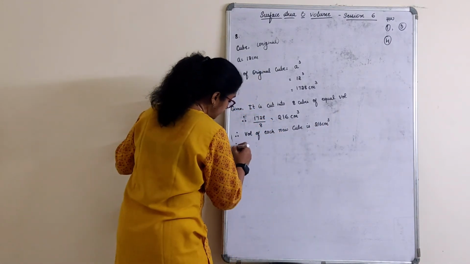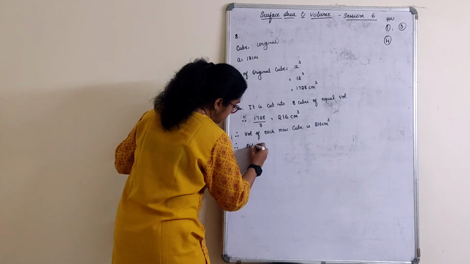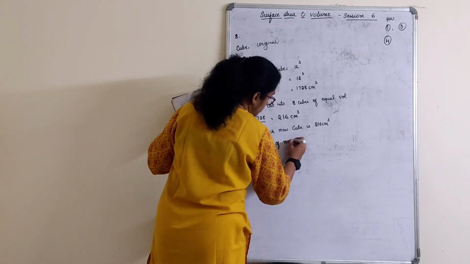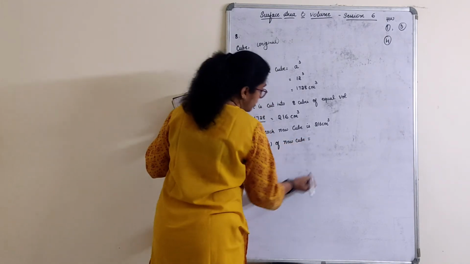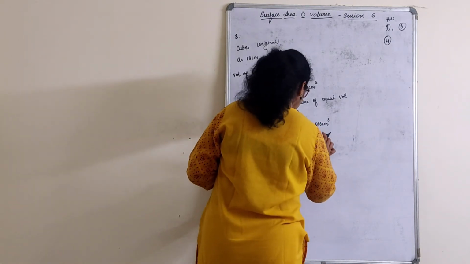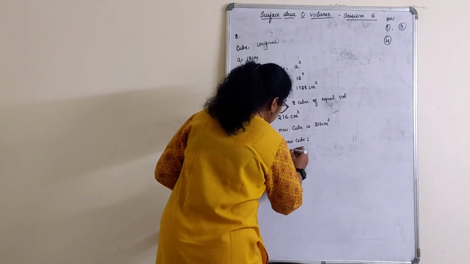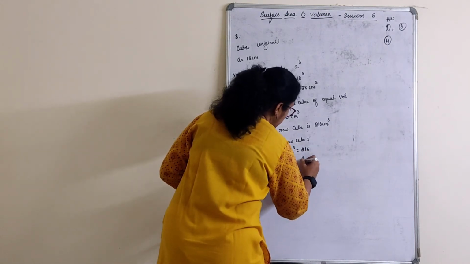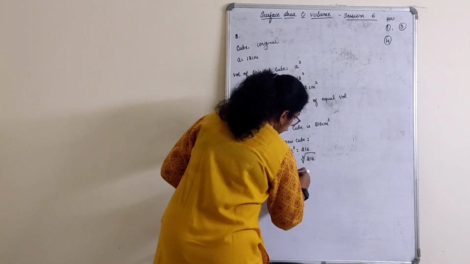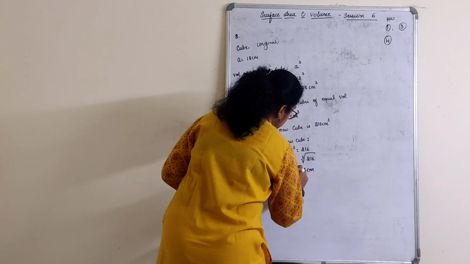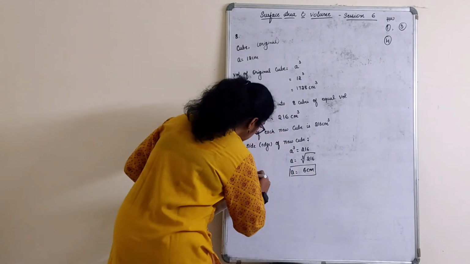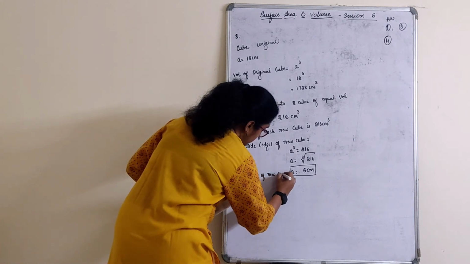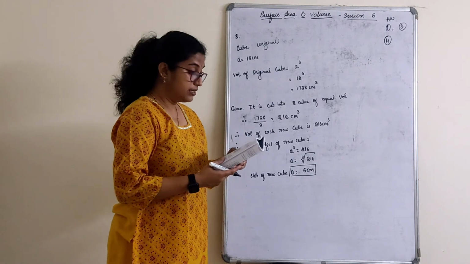What is the side? Therefore, the side, that is the edge of the new cube, we have to find out. So how do you find it here? A cube is equal to 216. A is equal to cube root of 216. A is equal to 6 centimeter. So this is the edge side of the new cube. Is this very clear?